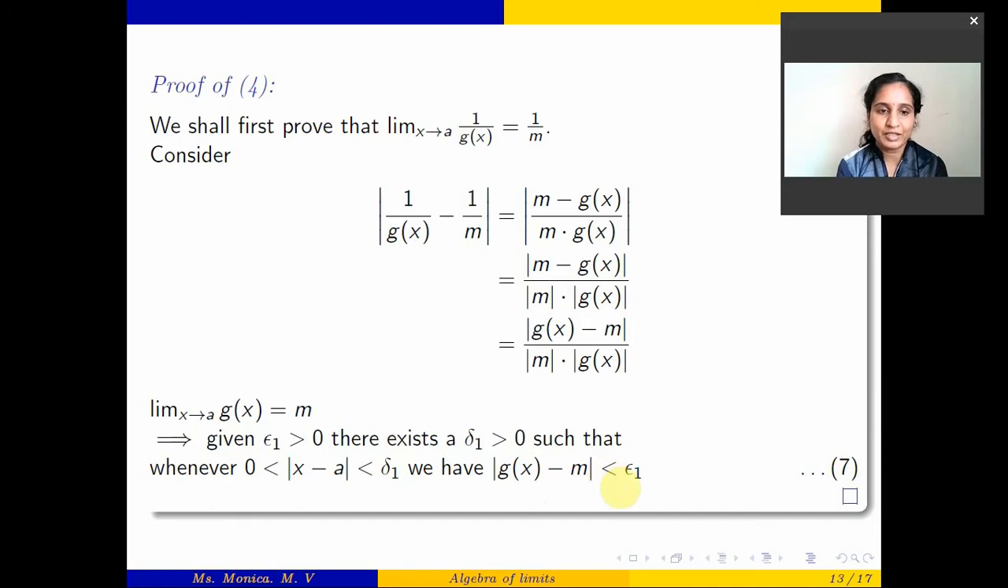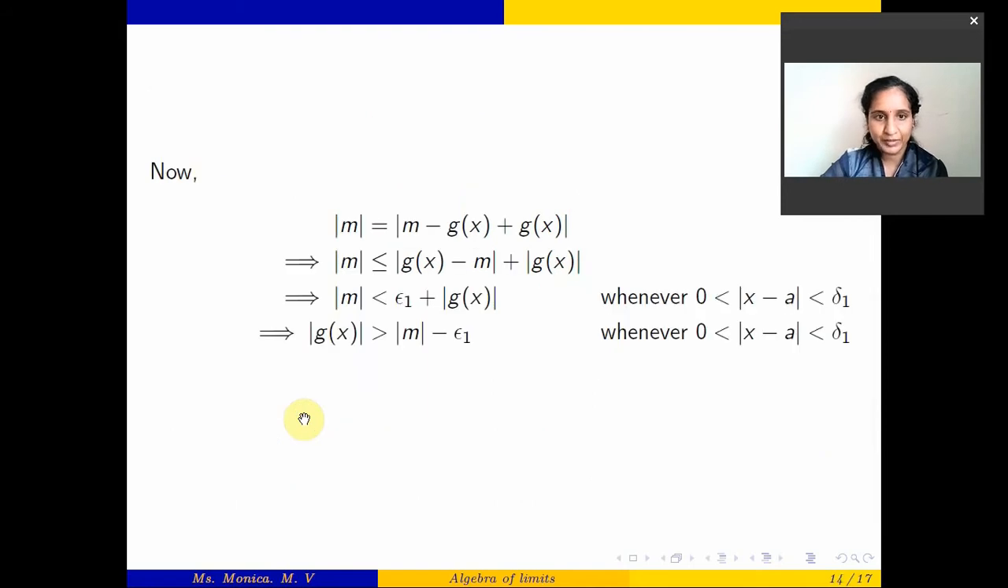I am applying the definition for the given limit, x tending to a, g of x is equal to m. Now these are quantities which I will require at the end. So we are doing it in bits and pieces. Now modulus of m is equal to modulus of, I will add and subtract g of x, which implies modulus of m, again apply triangle inequality, which is less than or equal to modulus of the first term plus modulus of the second term. First term m minus g of x, in modulus I can write it as g of x minus m also.